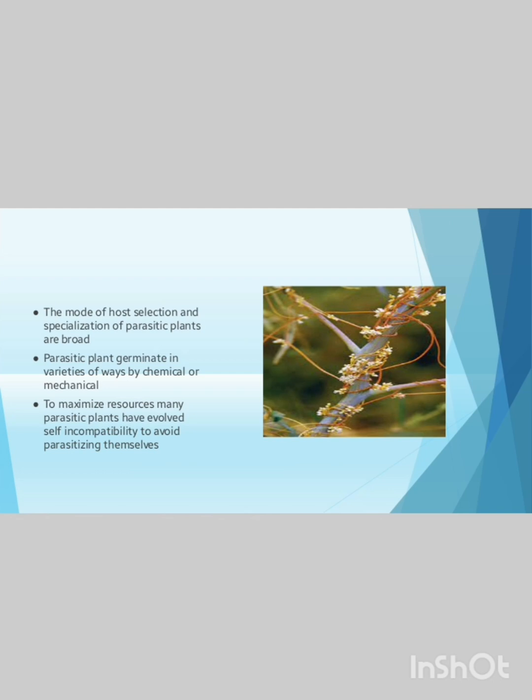The modes of host selection and specialization of parasitic plants are broad. Parasitic plants germinate in a variety of ways, by chemical or mechanical means. To maximize resources, parasitic plants have evolved self-incompatibility to avoid parasitizing themselves.